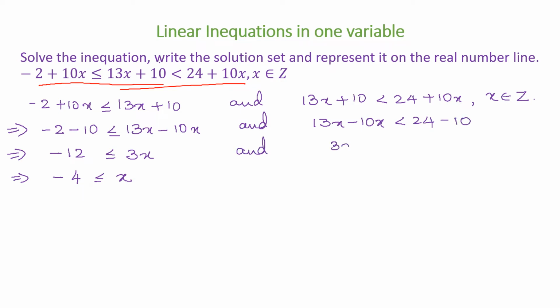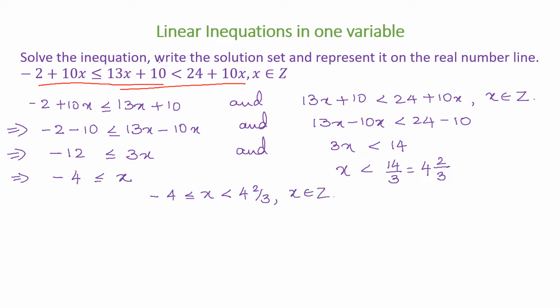This will be 3x is less than 24 minus 10, which is going to be 14. And this implies x is less than 14 by 3, which is actually 4 2 by 3, since 3 fours are 12, leaving 2 by 3. Combining the two of them together, I will write down the solution. This is going to be minus 4 is less than or equal to x is less than 4 2 by 3, and x belongs to Z.